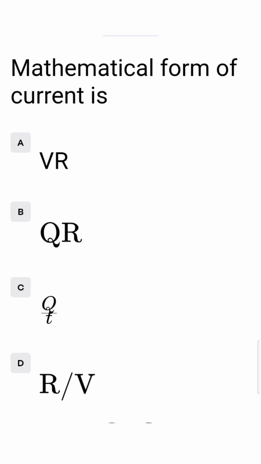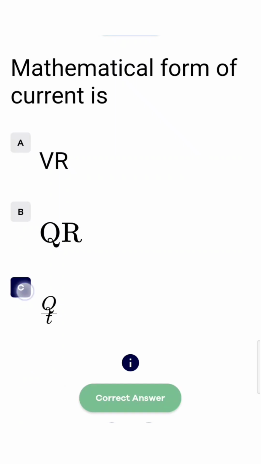Mathematical form of current is: A: VR, B: QR, C: Q over T, D: R over V. Mathematical form of current I is equal to Q over T, that is written in option C. So we tick option C.